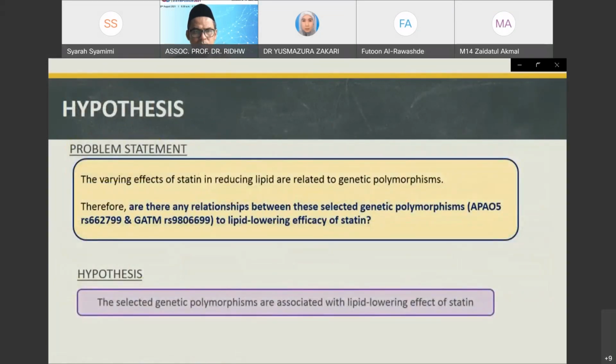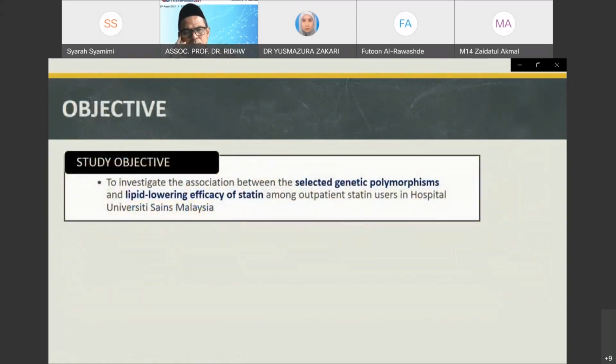Therefore, the problem that arises for our study is: are there any relationships between these selected genetic polymorphisms and the lipid lowering efficacy of statin? And we hypothesized that these selected genetic polymorphisms are associated with the lipid lowering effect of statin. Therefore, the aim of our study is to investigate the association between these selected genetic polymorphisms and lipid lowering efficacy of statin among outpatient statin users in Hospital University Science Malaysia.